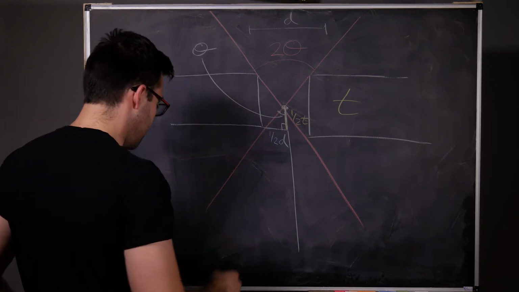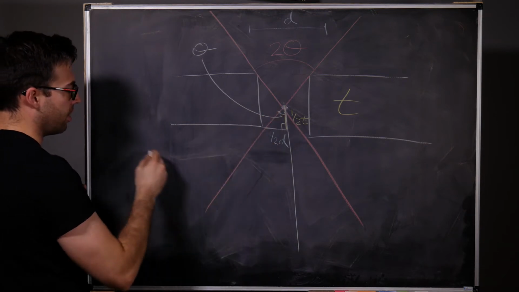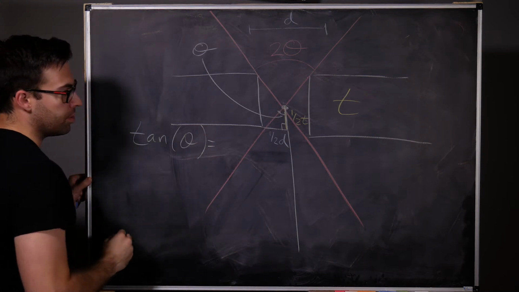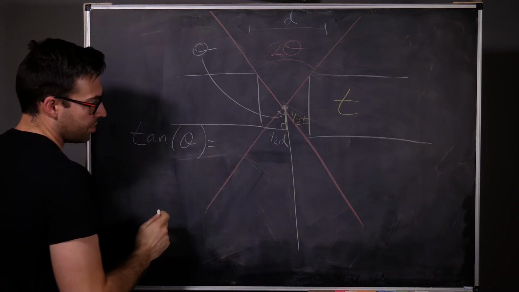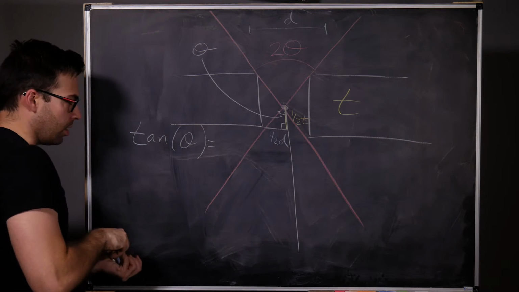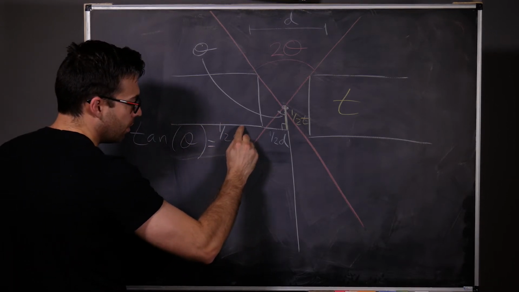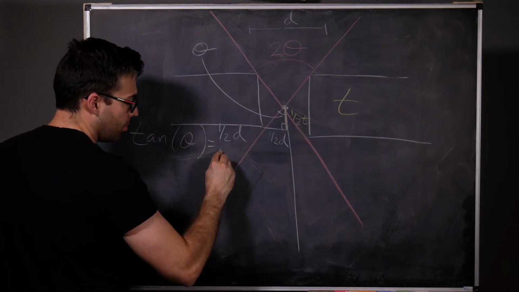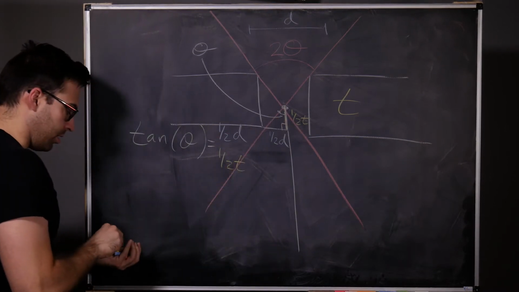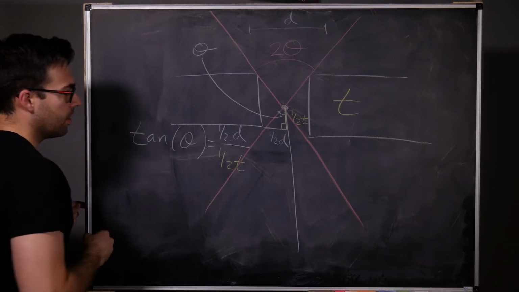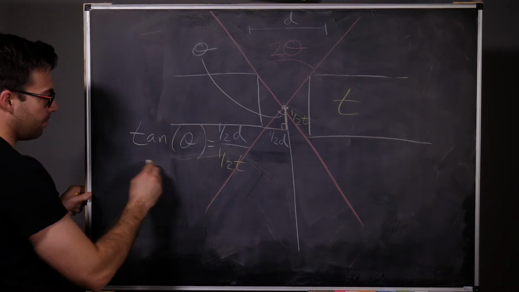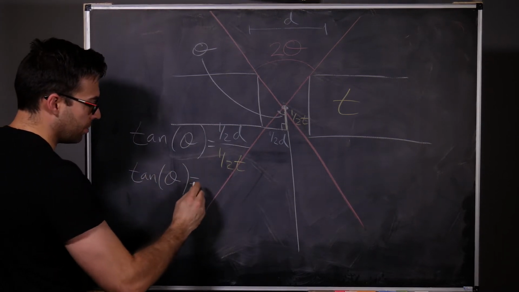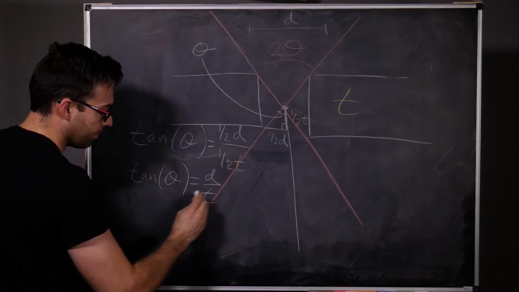Now we have everything we need to solve for this angle, because we can use trigonometry to find that the tangent of theta, this angle here, so tan of theta is going to be equal to the opposite over the adjacent side. So the opposite side is going to be 1/2 of d, which is the diameter of our pinhole, and the adjacent side is going to be 1/2 of t, which is like this. So we can simplify this a little bit because the half and the half will cancel out. So tan of theta is equal to d over t.